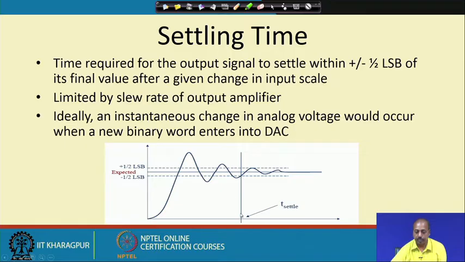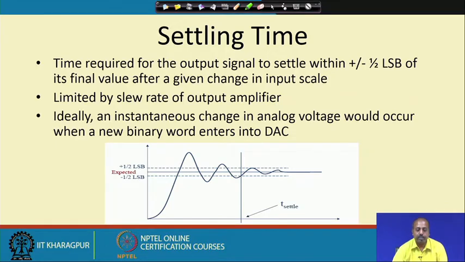So, this time is the T settle or settling time, starting from the change in the digital input to this settling time. This is the time required for the output signal to settle within plus minus half LSB of its final value after a given change in the input scalar, that is the input digital value. So, that is the settling time for the DAC.